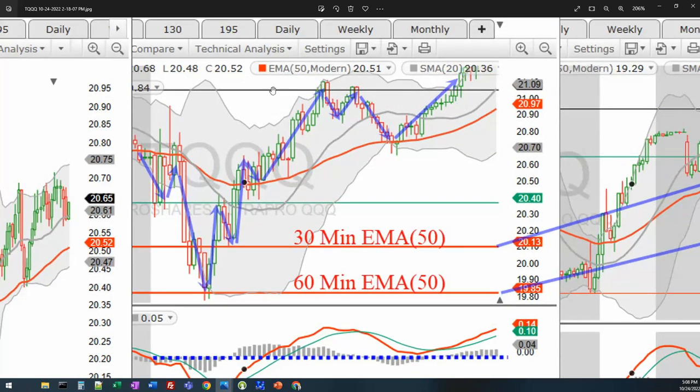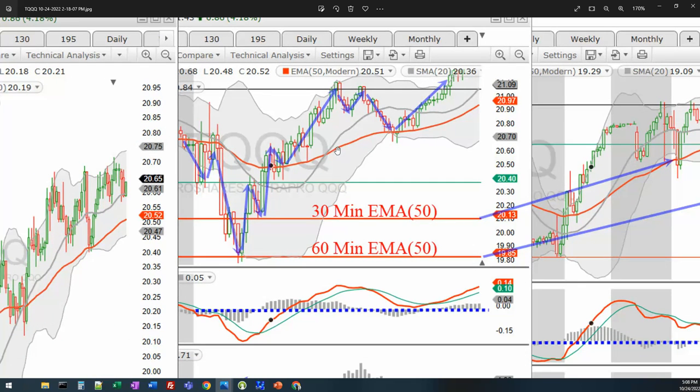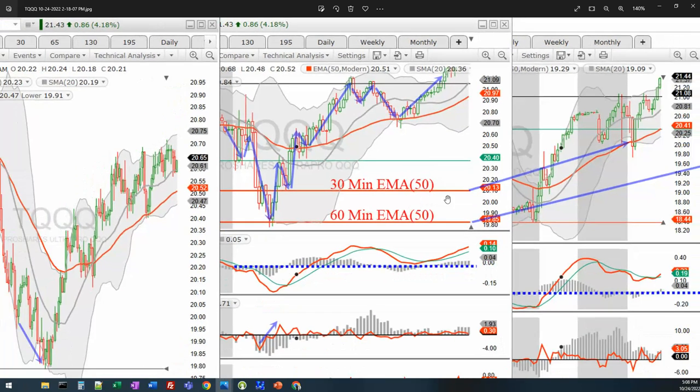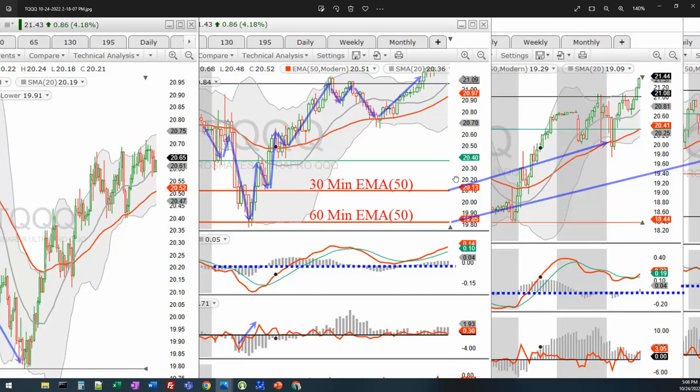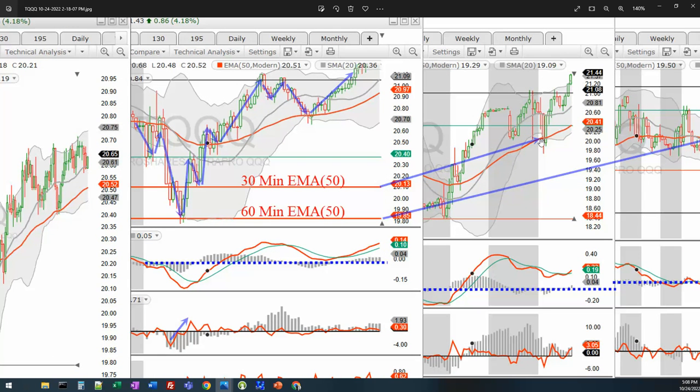This black line is another, we'll call it resistance line. It's actually on a daily. I drew that black line like a couple months ago when I was drawing out the support and resistance lines using the daily chart. Now, this 30-minute EMA 50, this red line, I drew that into the chart and I took it from here. This is the 30-minute chart right here. I took it from right there.